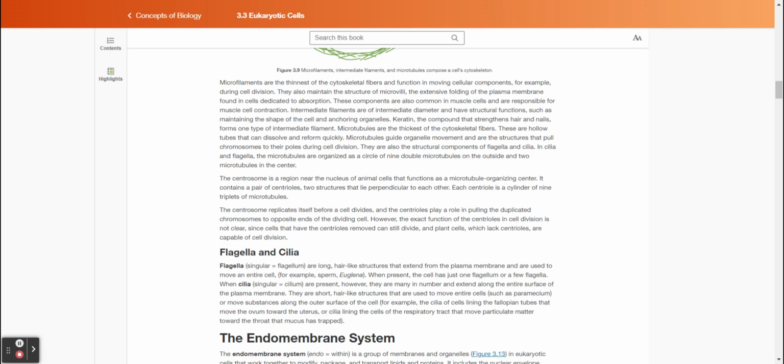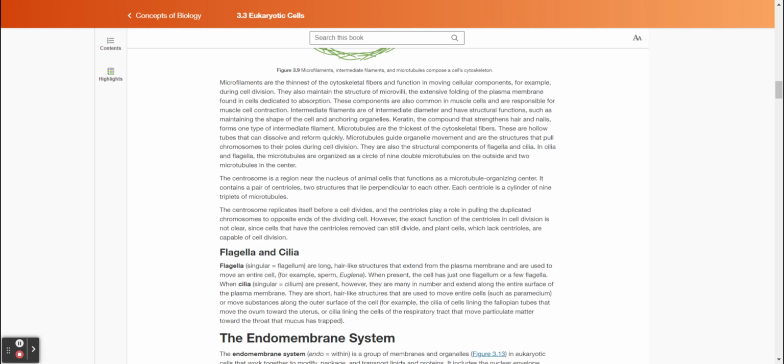In cilia and flagella, the microtubules are organized as a circle of 9 double microtubules on the outside and 2 microtubules in the center. The centrosome is a region near the nucleus of animal cells that functions as a microtubule organizing center. It contains a pair of centrioles, two structures that lie perpendicular to each other. Each centriole is a cylinder of 9 triplets of microtubules.